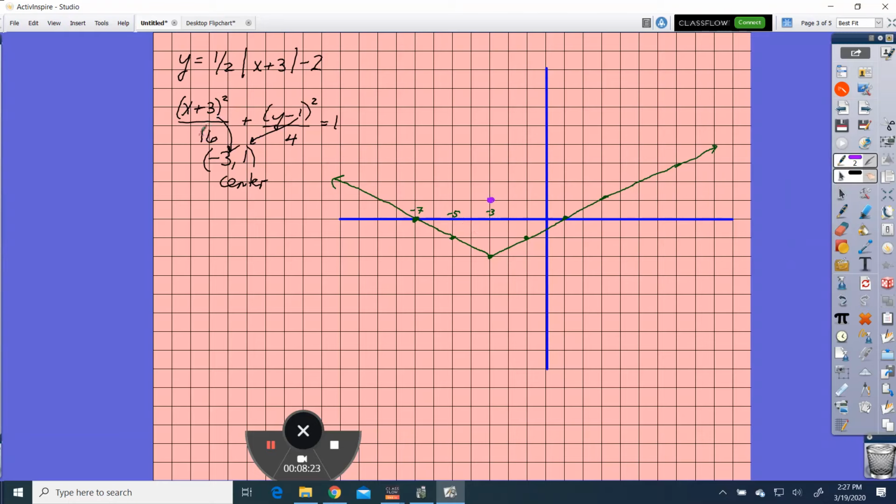Now the x direction says I go the square root of 16, which is 4. So I go 4 that way, 4 this way. The y direction is 2. So I go 2 and 2. I connect my dots.